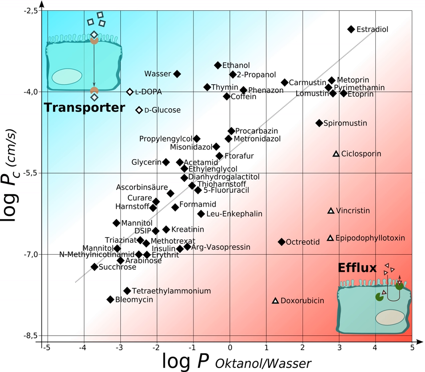Log p from log s. If the solubility of an organic compound is known or predicted in both water and 1-octanol, then log P can be estimated as log P = log S_O − log S_W. There are a variety of approaches to predict solubilities, and so log S.